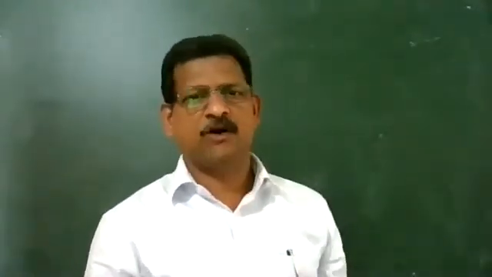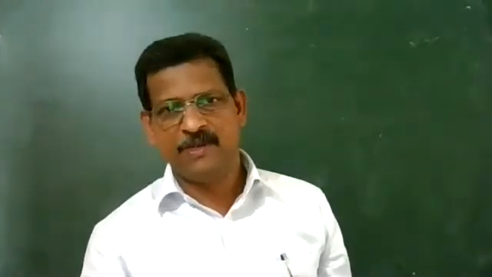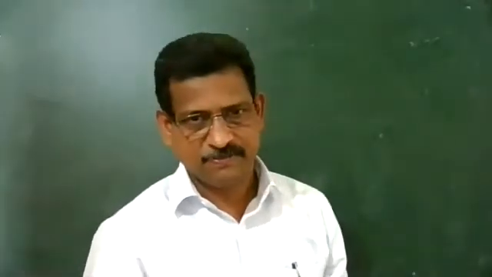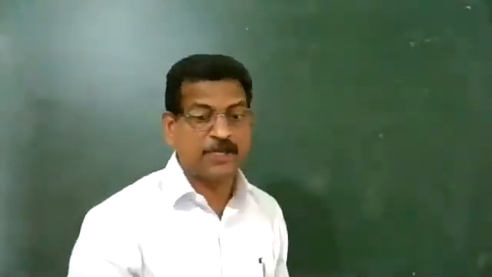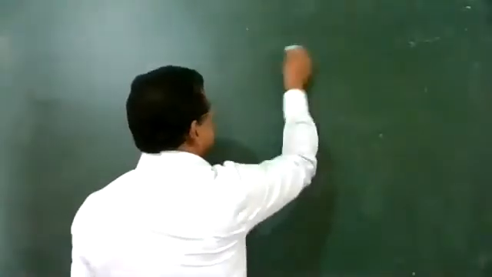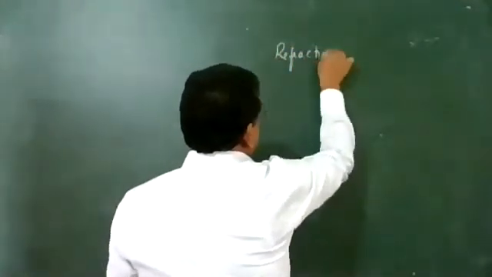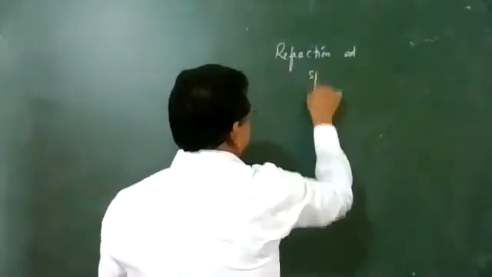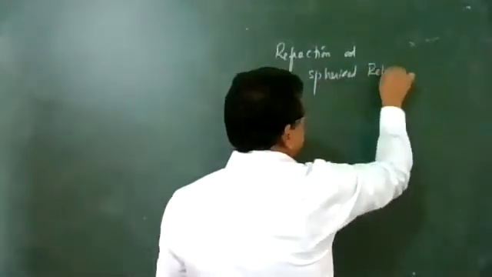But it is not necessary that the surfaces are always parallel. Sometimes the surface can be a spherical surface, bulged outwards or inwards, etc. So next is refraction at spherical refracting surfaces.